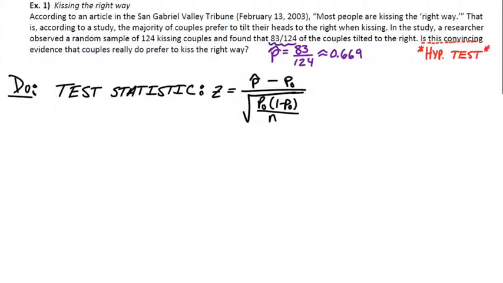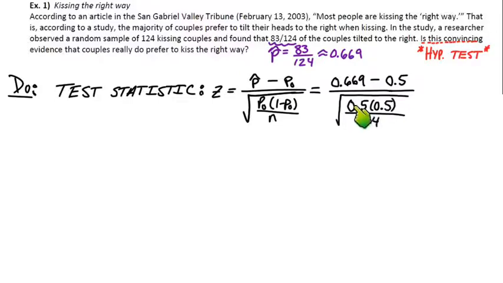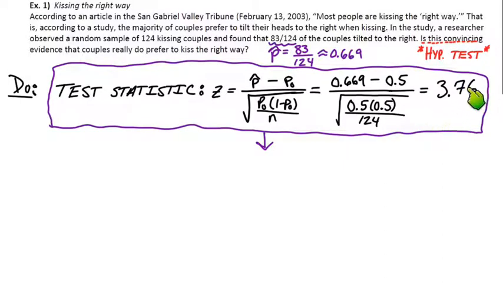Okay, so let's get some numbers in here. We know p hat is 0.669 minus 0.5 for this p naught. And then let's get that square root with 0.5. 1 minus 0.5 is still just 0.5. And then this value should be 3.76, and double check that. Make sure you're able to get this in your calculator, but this should be 3.76 for our z-score here.